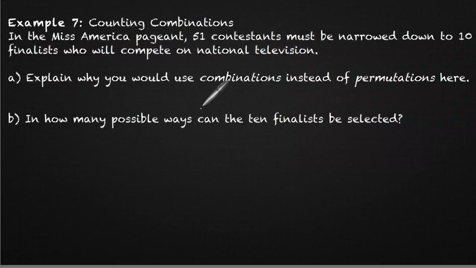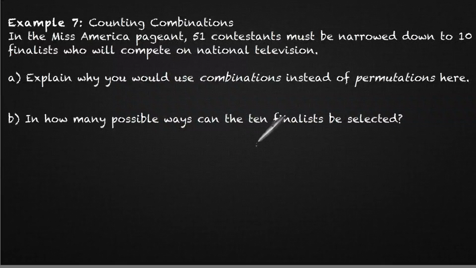Okay, example 7. In the Miss America pageant, 51 contestants must be narrowed down to 10 finalists who will compete on national television. Letter A, explain why we would use combinations here instead of permutations. Well, let's think about it. You have 51 women that want to be Miss America, and they are going to select 10 finalists. Now, each finalist has an equal chance to be Miss America. There is no numbering, there's no rank. They're not going to number the finalists 1 through 10. Finalist 10 does not have a disadvantage as compared to finalist 1 in winning the pageant. It's just that you all are the top 10 best contestants. So this is going to be a combination, equal status.